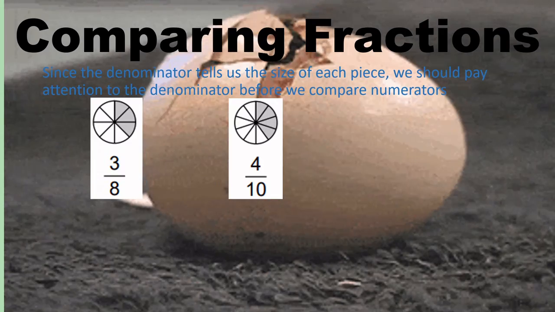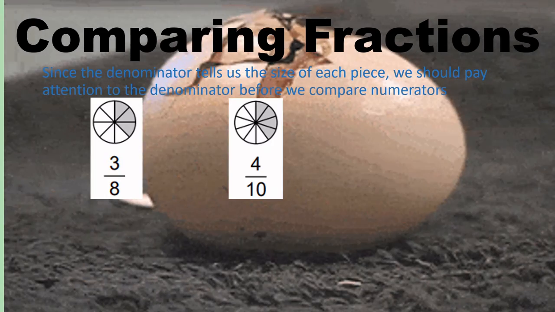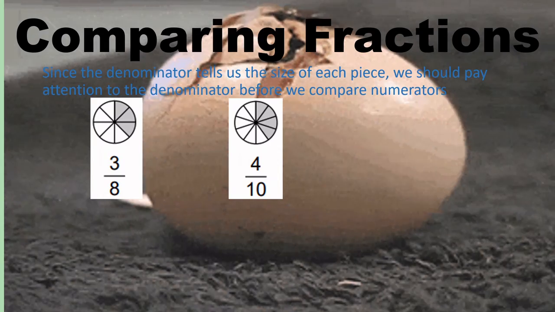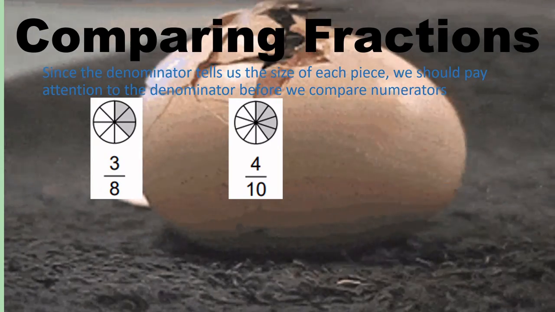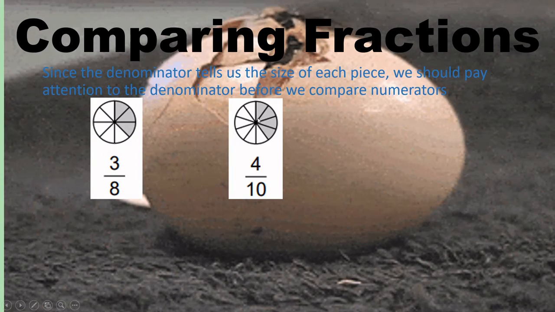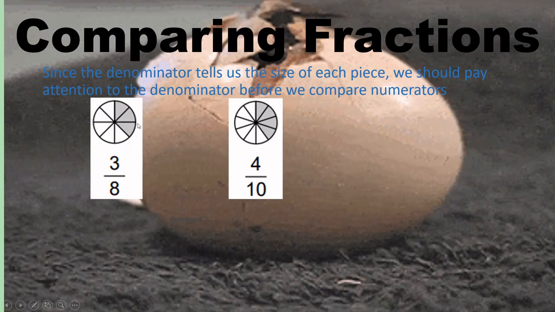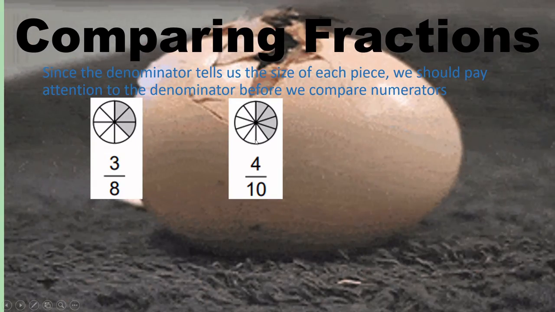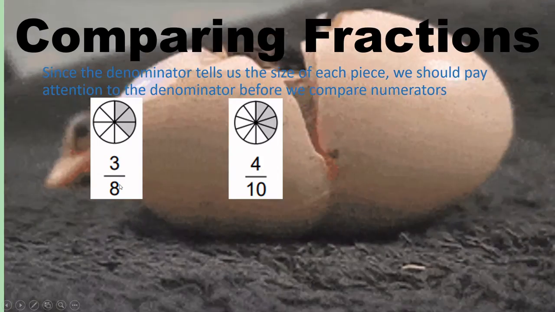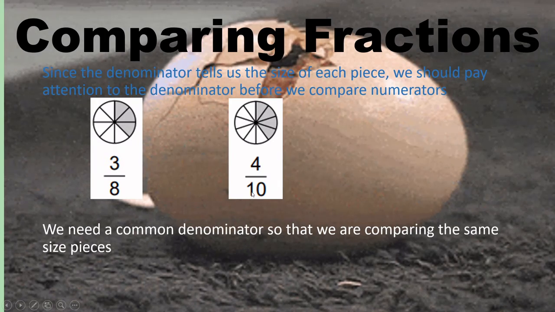Anyway, looking at 2 fractions, since we know that the denominator tells us the size of each piece, we should really pay attention to the denominator before we compare our numerators. So when you see that these 2 fractions have a numerator of 3 compared with a numerator of 4, don't automatically say that 4 is a higher number, so this is the bigger fraction. They look like they're almost exactly the same size. So let's compare the denominators first. The denominator of 1/8 is bigger than the denominator of 1/10. So first we'll get a common denominator.